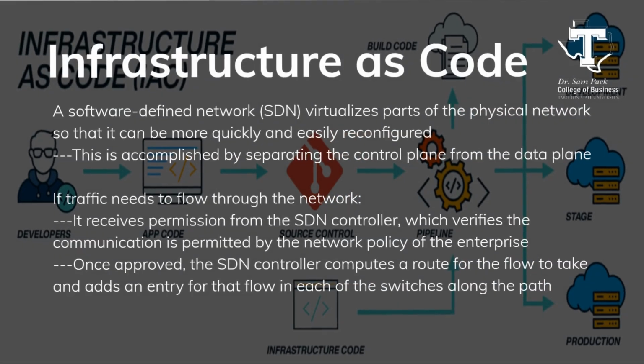A software-defined network, SDN, enhances network flexibility by virtualizing parts of the physical network. It separates the control plane from the data plane, allowing for faster reconfiguration. When traffic needs to flow, the SDN controller first checks if it's allowed by the network policy. If approved, the controller calculates a route and updates each switch along the path to direct the traffic accordingly.